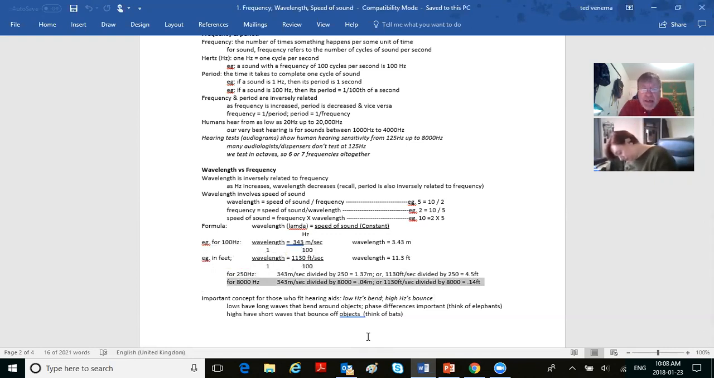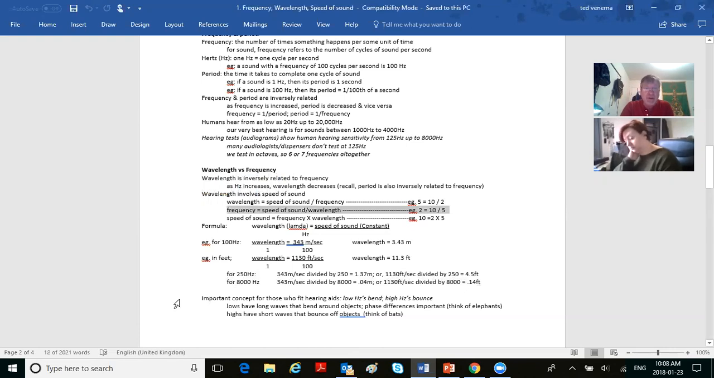Well, 340 meters per second divided by 8,000 is 0.04 meters. In other words, 4/100ths of a meter. Or 1,130 feet per second divided by 8,000 is 0.14 feet. So simply use a calculator and push the buttons and you can figure out period and wavelength just because you know the frequency. Conversely, if I gave you the wavelength, you'd be able to figure out the frequency, because frequency equals speed of sound divided by wavelength. Either way, just do the arithmetic, boom, you get your answer.